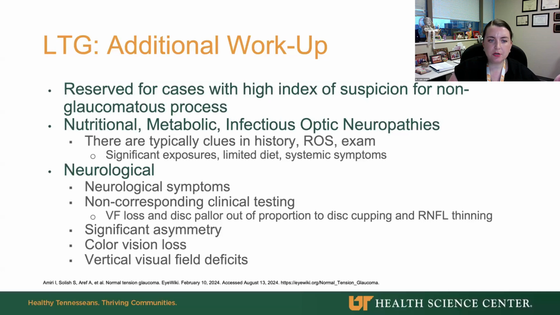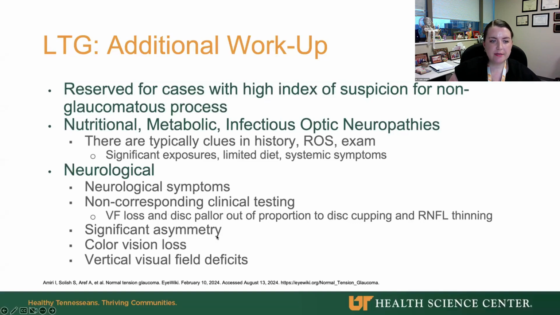A big red flag also is non-corresponding clinical testing. And by that, I mean visual field loss and disc pallor out of proportion to disc cupping and nerve fiber layer thinning. So everything should match up on your exam of patients. You should see disc cupping with corresponding nerve fiber layer thinning that then corresponds to a visual field defect. That should all line up. And if it doesn't, if there's a mismatch, then you should think about a potential CNS lesion.